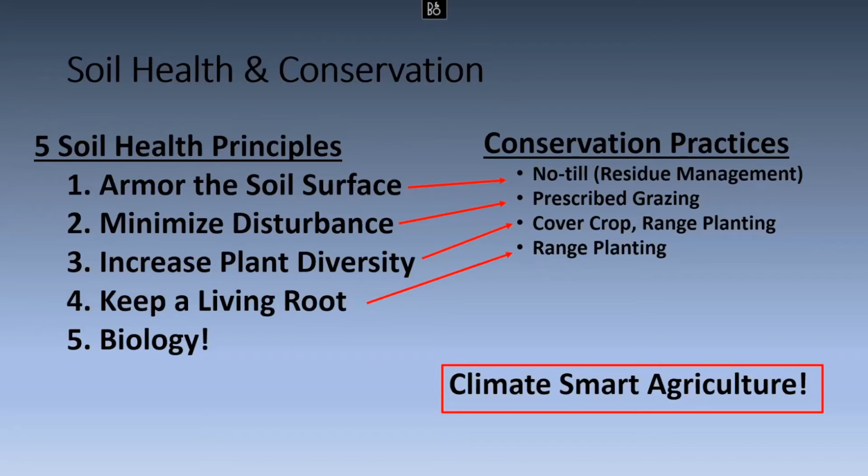And so just some of the practices that we install to try to implement the soil health principles are no-till, some people call it residue management, and prescribed grazing, so we try not to overgraze any areas. To increase plant diversity between cash crops, we plant what we call cover crop, and they can range from one species up to 20 different species of plants. We also do what we call range planting, where we plant native plants onto cropland or degraded rangeland, things like that, to try to increase plant diversity. And everything's about a catchphrase nowadays. So today's catchphrase is climate smart agriculture.